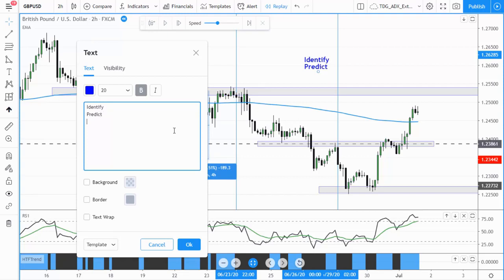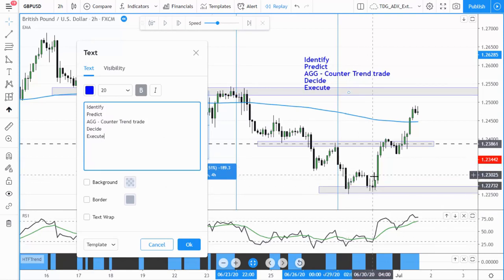Now again, if I'm aggressive, it's an aggressive and it's a counter trend trade on the long entry. Identify, predict, decide is the D portion: decide which trade signal to use, and then execute with consistency and repetition. So if I'm aggressive, I decide that I want to trade the double bottom, then I execute the rules of engagement of that double bottom.